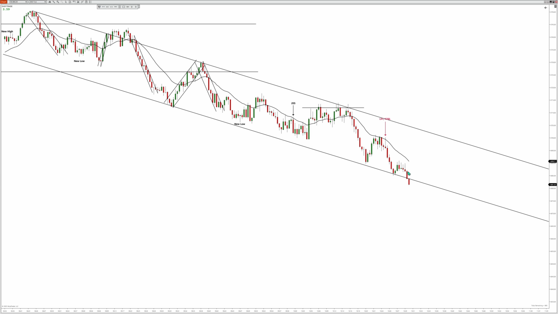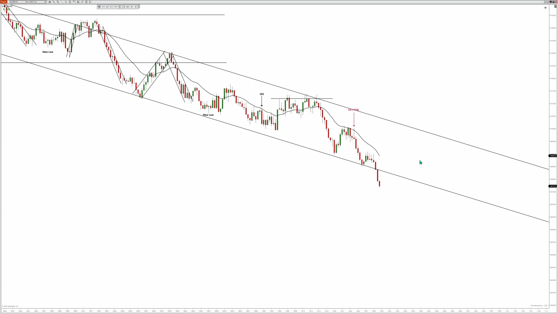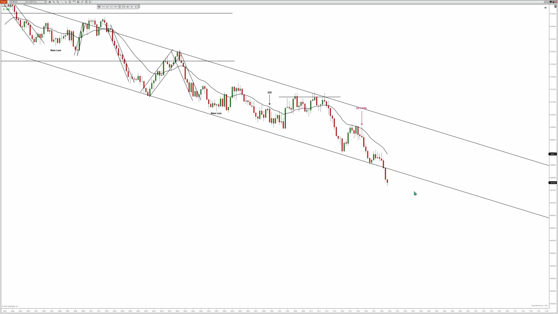Looks like we might break out of the bottom of this channel. And if we do that, then we'll need it to break out of the other side and then create a new low for this. So I'm just going to be watching price action, and we'll see what it wants to do here.